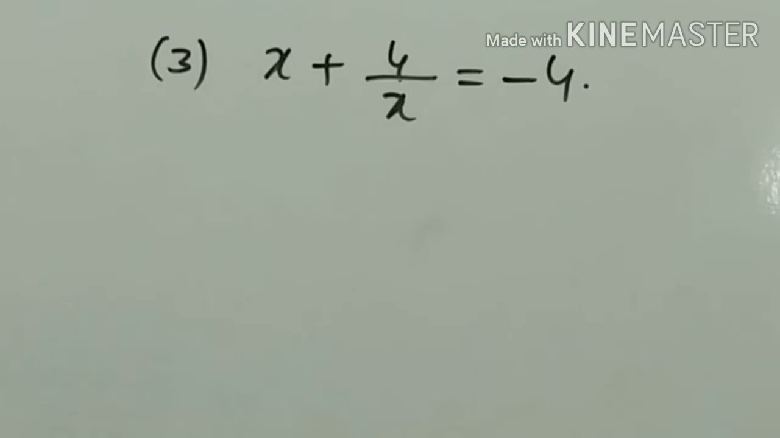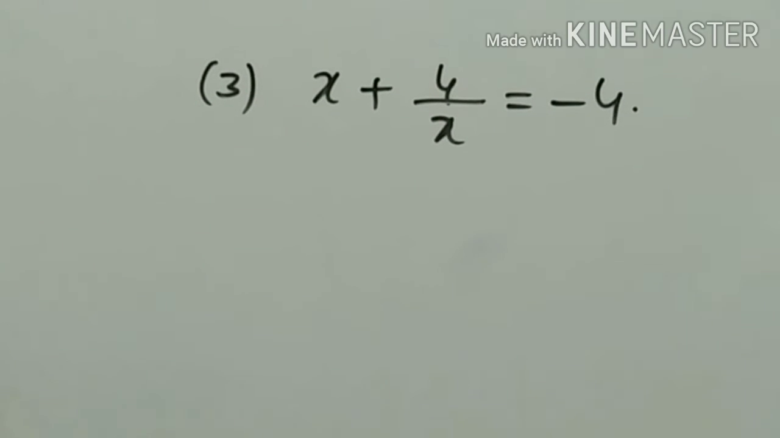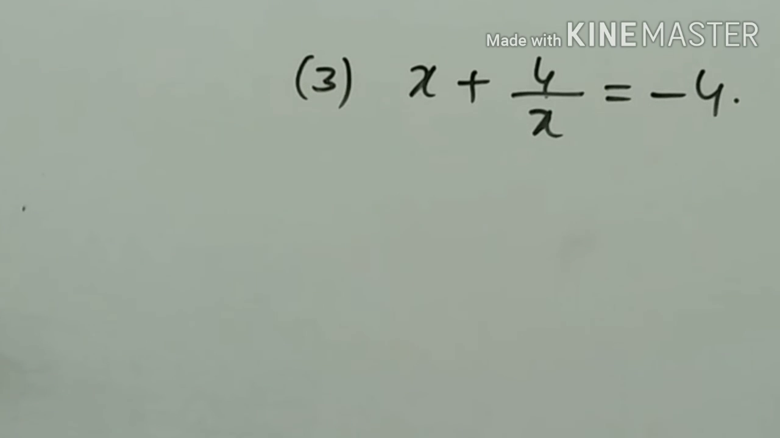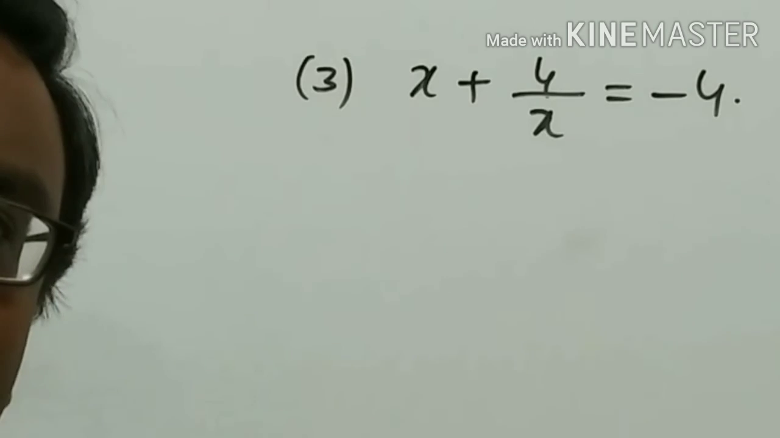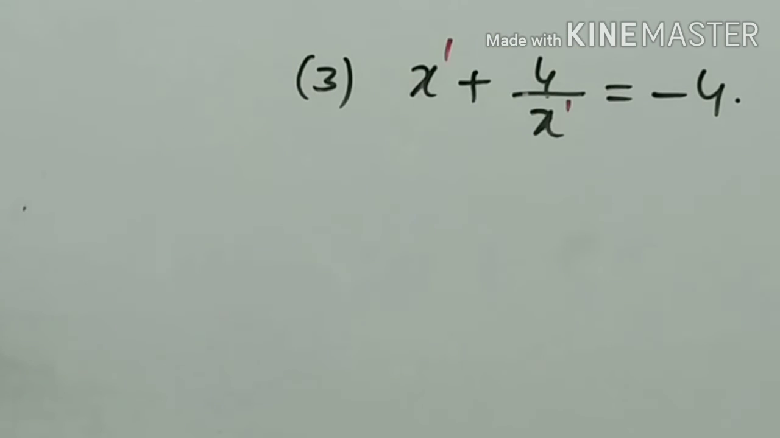Okay. Now, here one more equation. x plus 4 by x is equal to minus 4. The first thing you should see is that the denominator is there. So it is not a polynomial. It is an algebraic expression. It's a quadratic equation, but you should have a doubt. Quadratic equation means x square, degree is 2. But here the degree is 1 only. How can we say it is a quadratic equation?